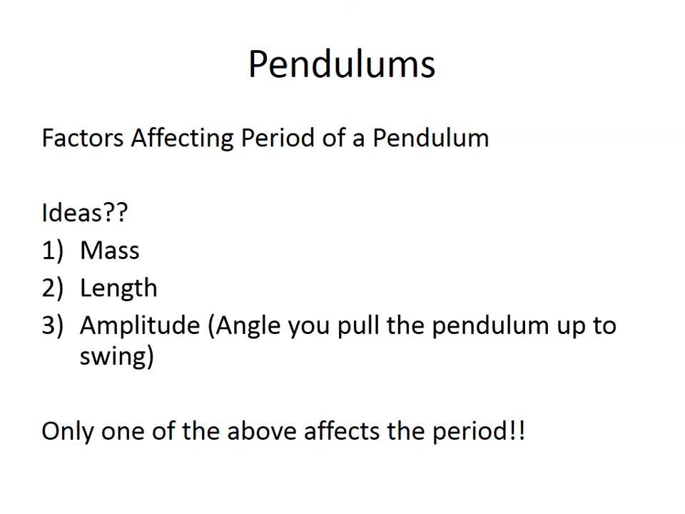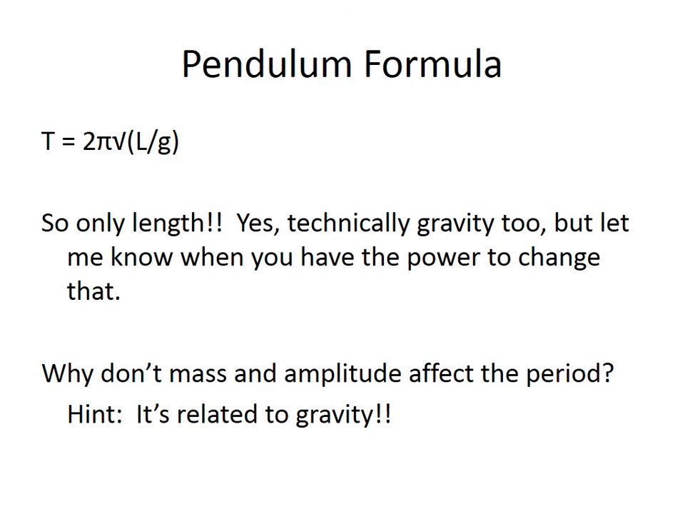So only one of these actually affects the period, though. Springs had two factors. There's only going to be one, and that factor is length. So again, you can see a very similar formula there, except with two new factors. Technically, we'd also say gravity can affect it, but that's something you can't change in the laboratory.